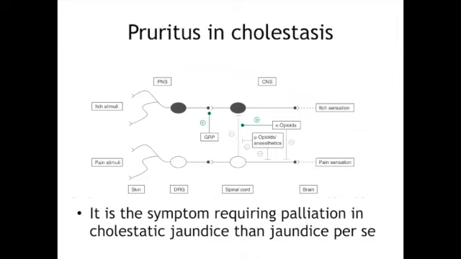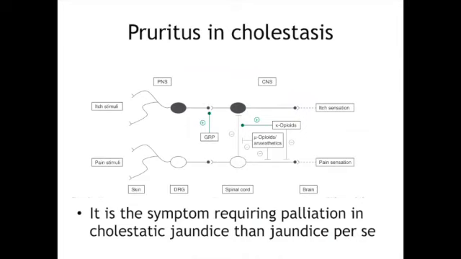A few words about pruritus in cholestasis. Pruritus is a very difficult thing to manage, especially in patients with intrahepatic cholestasis. If pruritus occurs in extrahepatic cholestasis, if you do some form of biliary drainage procedure, we can actually ensure relief of pruritus. But if the patient has intrahepatic cholestasis, it is very difficult to manage.